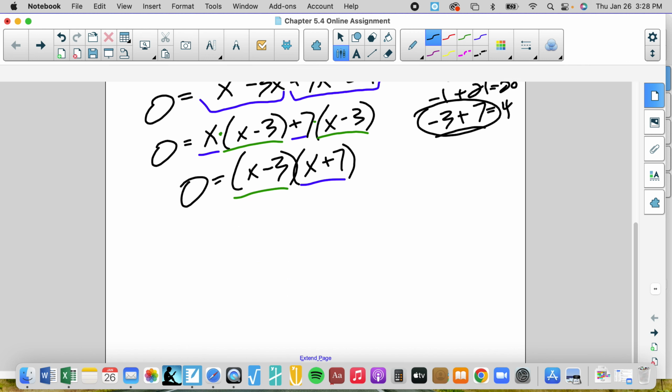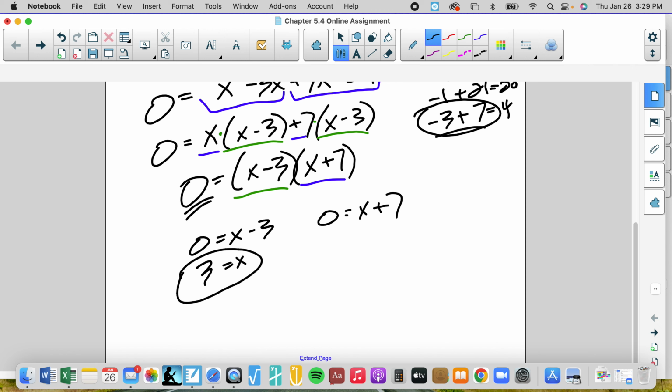Now we have the zero property, meaning if the product of two numbers equals 0, then one of these two binomials must equal 0. This must equal 0 or this must equal 0. So we're going to set each one equal to 0 and solve to find out what value of x makes this 0. 3 would make this 0, and negative 7 would make this one 0. So my choices are either 3 or negative 7 for my x value.